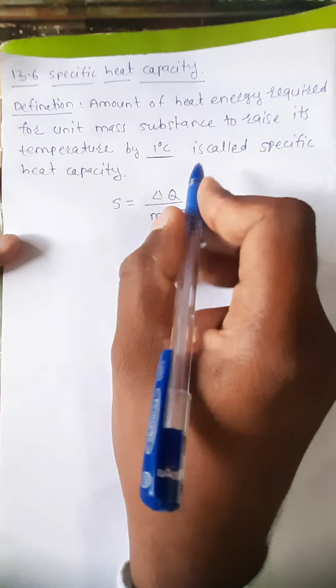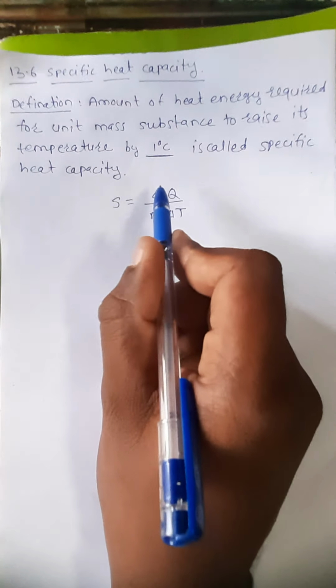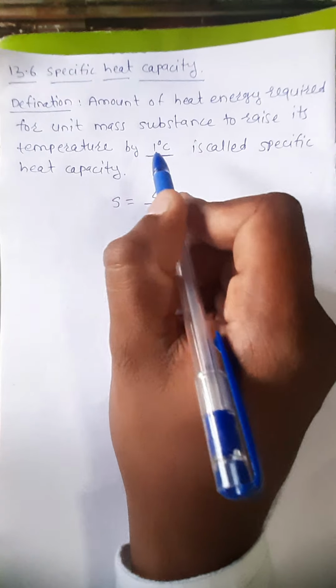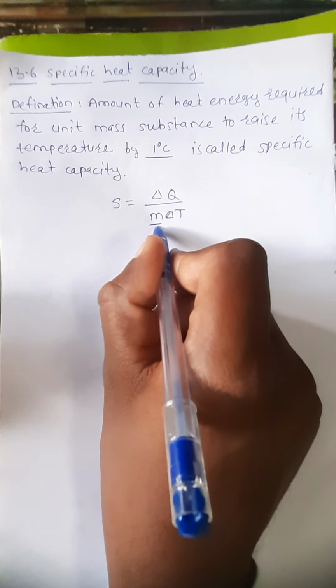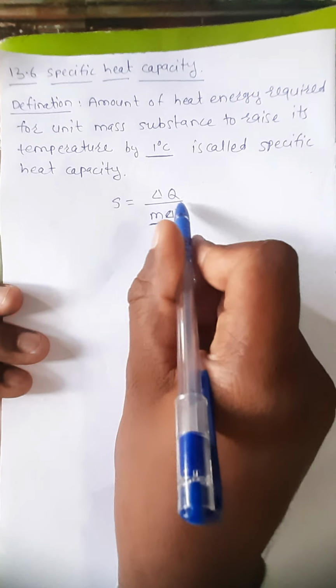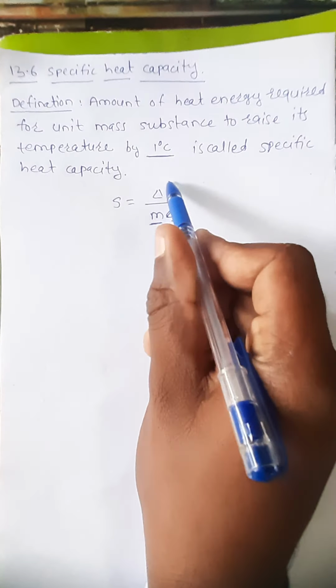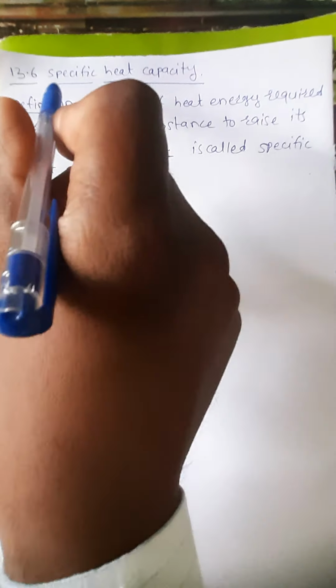Okay, it means the amount of heat energy required to raise the temperature by 1 degree Celsius of a unit mass of substance. The mass M is 1 kg, and the increase in temperature delta T is 1 degree Celsius. Then whatever amount of heat is required, that amount of heat is called the specific heat capacity.